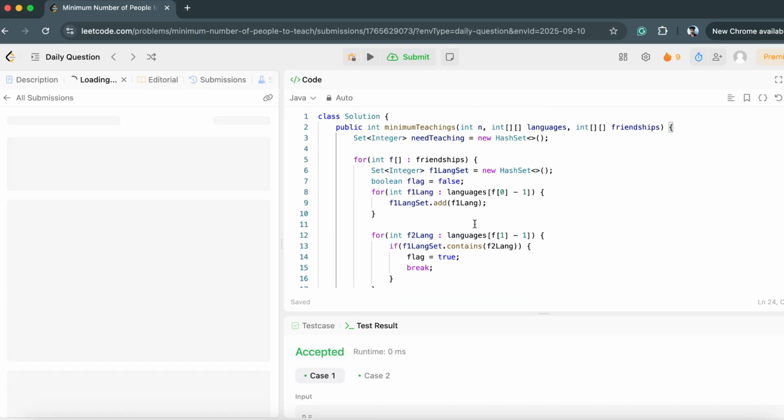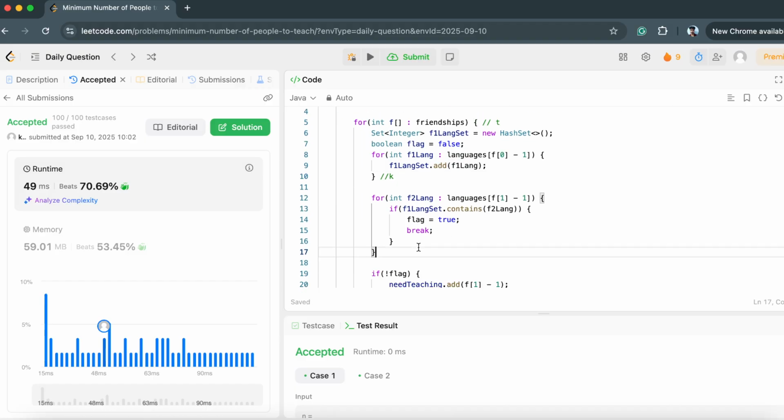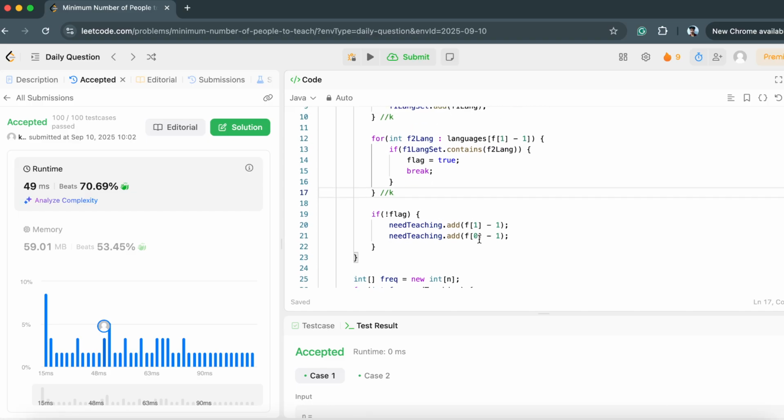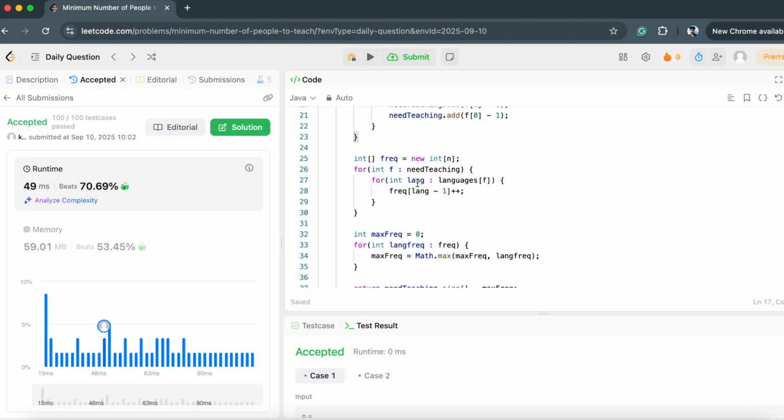So talking about the complexity: here in this friendship array, let us suppose we have t friendships. In this particular for loop, let us suppose we have k languages known by a particular person, so maximum k languages a person knows. So it is t cross k plus t cross k, and that is what we got from here. Going ahead, we are again going through these persons, so f cross k is what we can consider here.